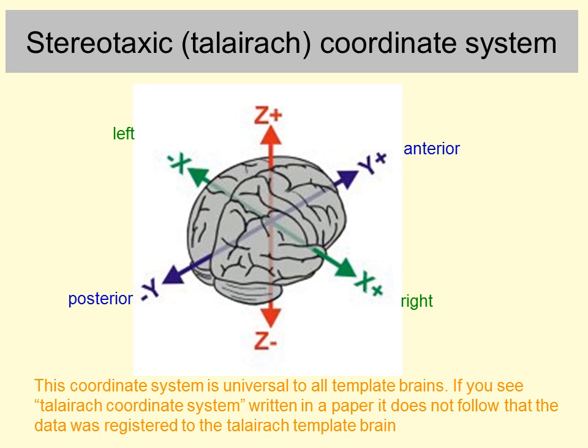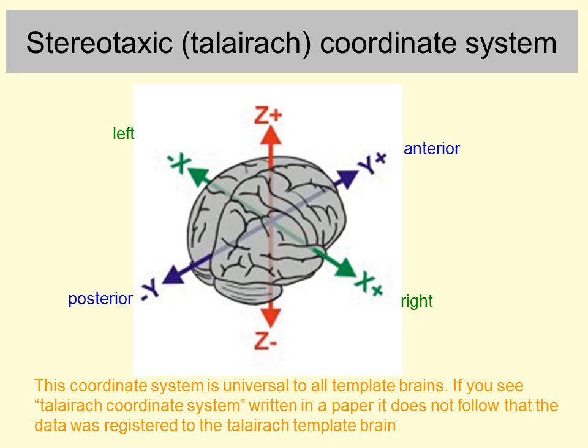Now, as well as having a set of words that we can use to roughly refer to locations and directions in the brain, we also need a numeric coordinate system, and this is referred to as the stereotaxic coordinate system, although it's also referred to as the Talairach coordinate system, and I'll explain why that is, for historical reasons, in a minute.